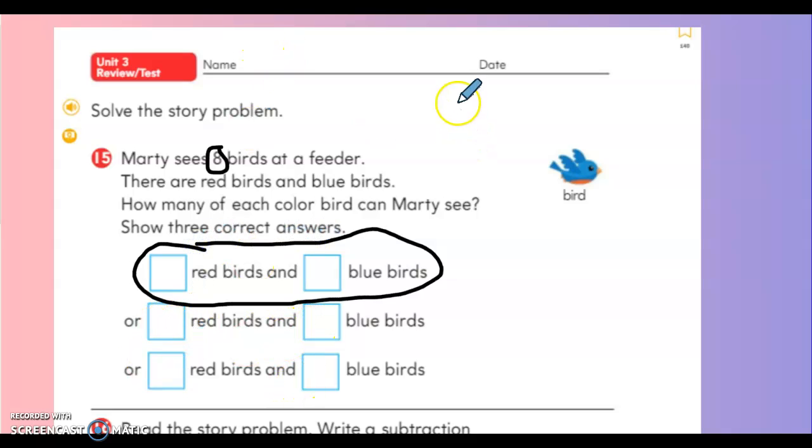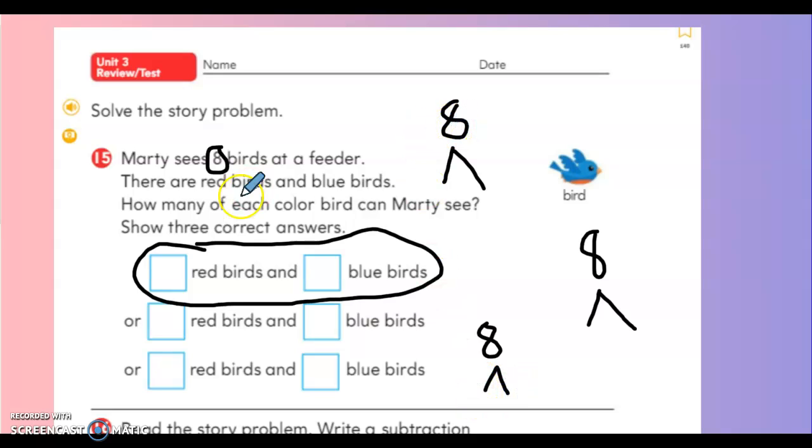So if you want, you can make some math mountains and think, what can I add together to get 8 and put those 2 numbers in these 2 boxes? Right now you're looking for 3 partners of 8. Okay, think about what you know about doubles facts. Sometimes it's easier to start with 1, or think about what's 1 less than 8 and write those in there. Okay.